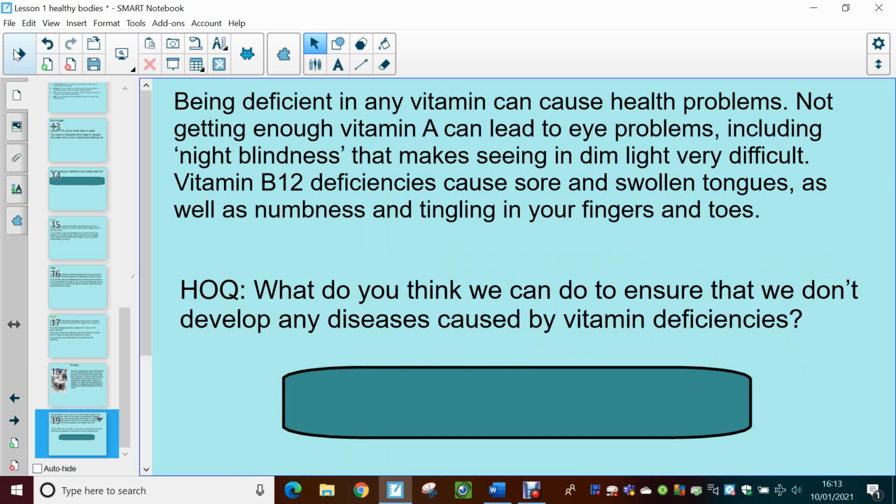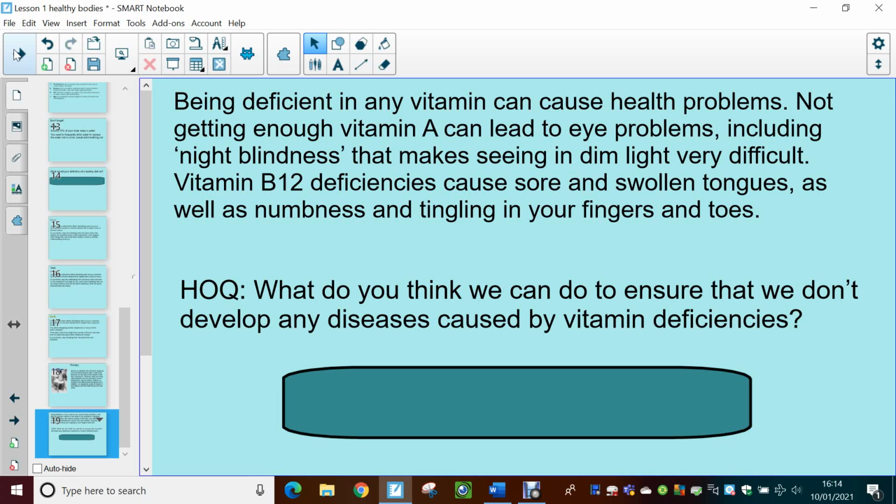Being deficient in any vitamin can cause health problems. Not getting enough vitamin A can lead to eye problems, including night blindness, that makes seeing in dim light very difficult. Vitamin B12 deficiencies cause sore and swollen tongues, as well as numbness and tingling in your fingers and toes. So hopefully one of the main things you've taken away from today's lesson is understanding that in order to make sure we stay fit and healthy, we need lots of vitamins and minerals. And we find lots of vitamins and minerals in things like fruits and vegetables.